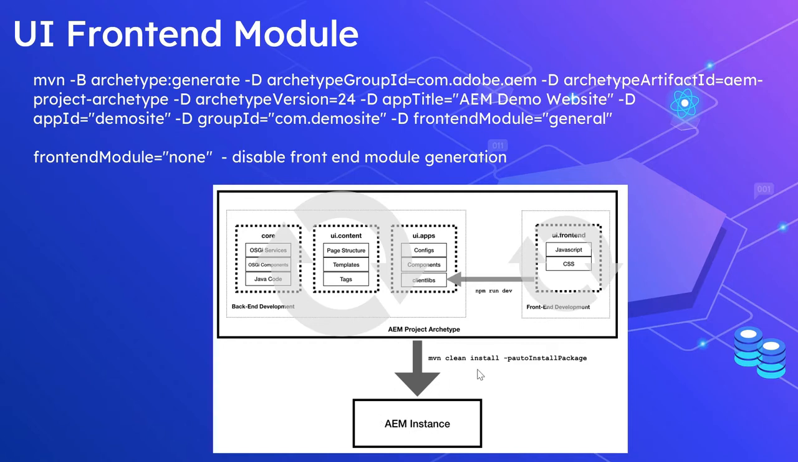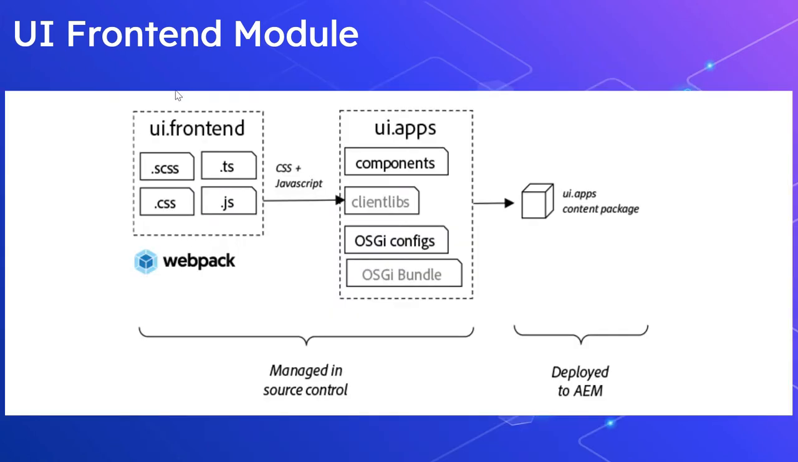The front-end module build process generates the client library and places it in the UI apps module. The Maven build deploys the final package that includes the client library generated by the front-end module. This diagram shows a little more detail. The front-end module contains SCSS, meaning the CSS preprocessor files, TypeScript, then CSS and JavaScript. The Webpack bundler generates the CSS and JavaScript files and creates the required client libraries. The final package, including the client library, is deployed to the AEM server.